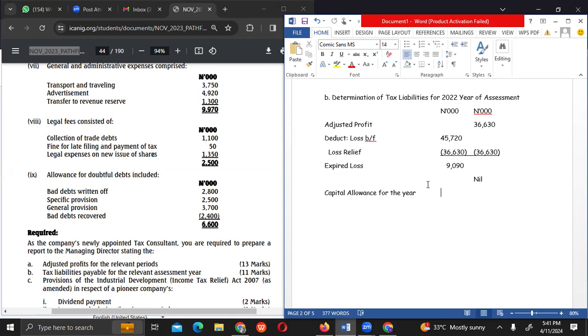Okay, thank you. Welcome. So you have 23,318, right? Utilized capital allowance. How much is the capital allowance utilized? You didn't utilize anything in the year of assessment, right? Zero. So it means you have capital allowance that you can carry forward to the next year, right? Yes.